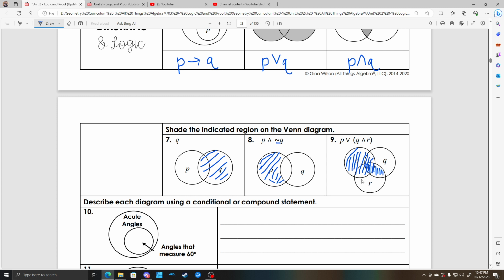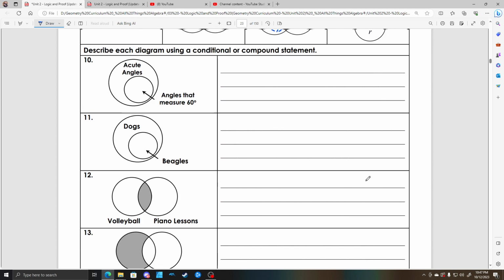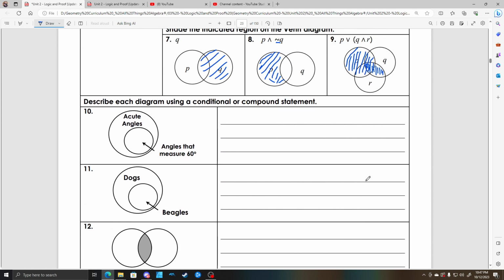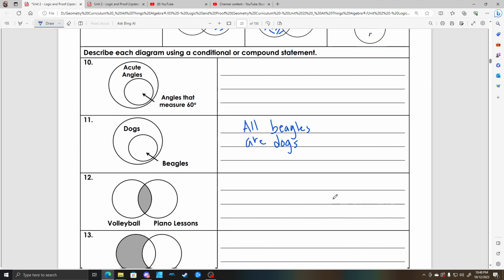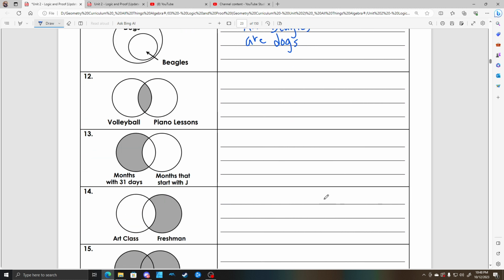Awesome. So if we wanted to do a couple statements now, let's do a couple of these. So let's do, so this one, remember, this is if then, right? So what this is saying is all beagles are dogs. Cool. Easy enough.